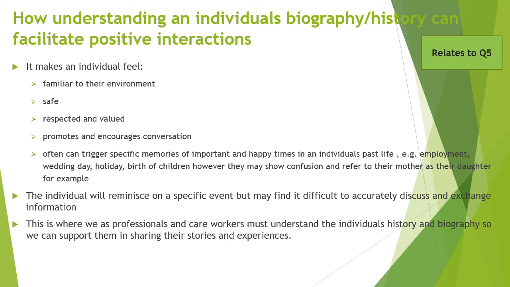However, sometimes it may show confusion because they can refer to their mother as their daughter, for example. The individual will reminisce of a specific event, but it may be difficult to accurately discuss and exchange information. This is where we as professionals and care workers must understand the individual's history and biography so we can support them in sharing their stories and their experiences.